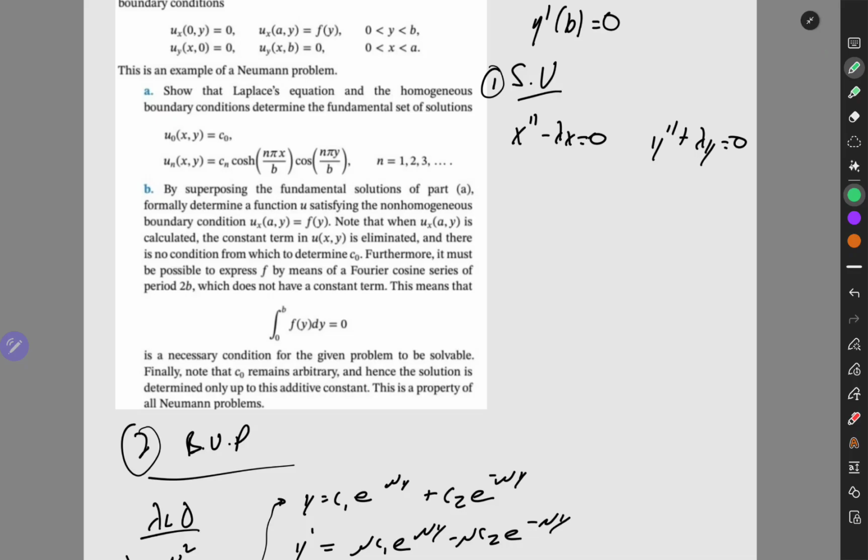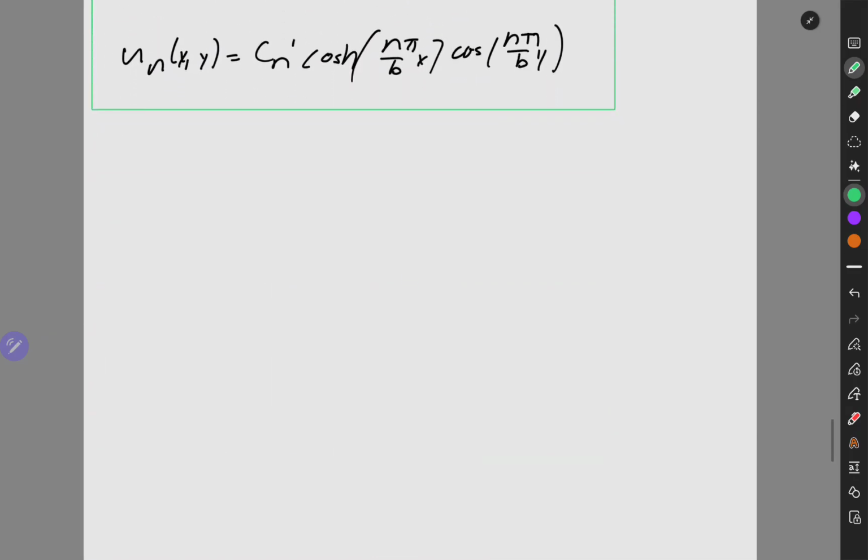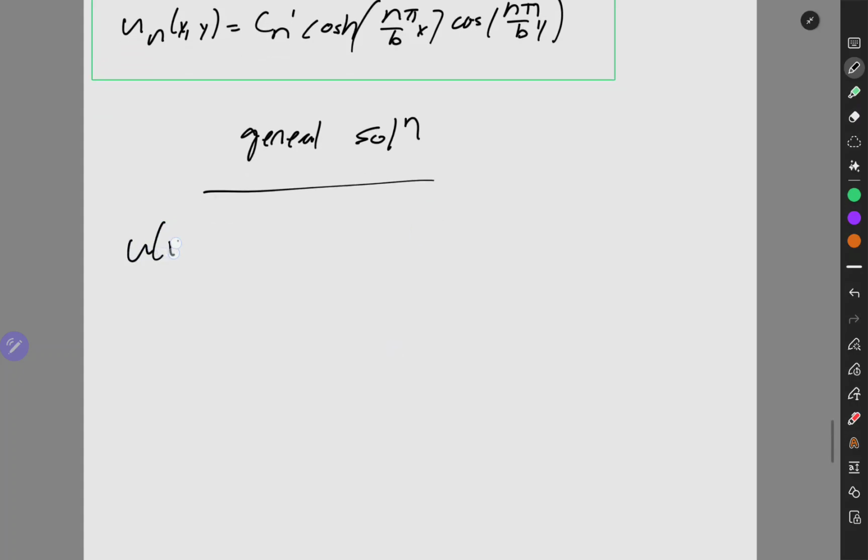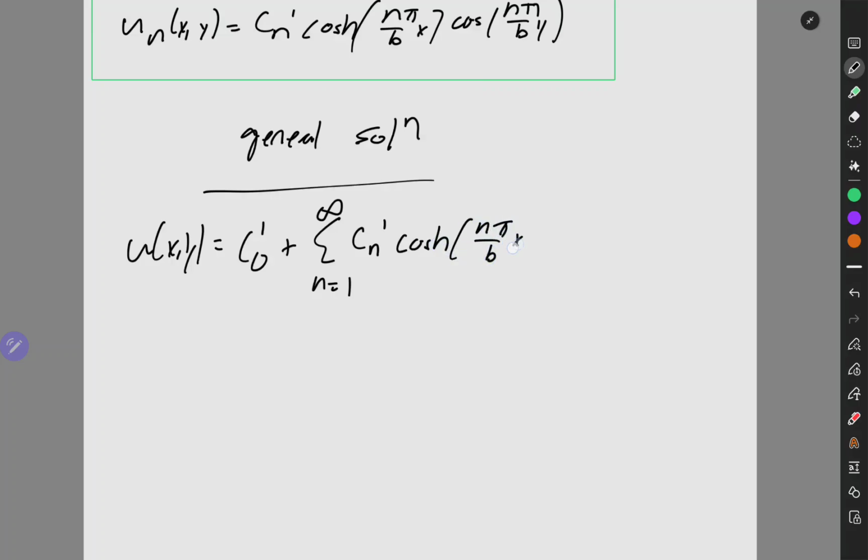So first, let's just superpose the fundamental solutions to get our general solution. A general solution would be u(x,y) is equal to c naught plus the sum from n equals 1 to infinity of c_n prime cosh(n pi over b x) cosine(n pi over b y). It's just a general solution. That's a superimposed fundamental set of solutions.